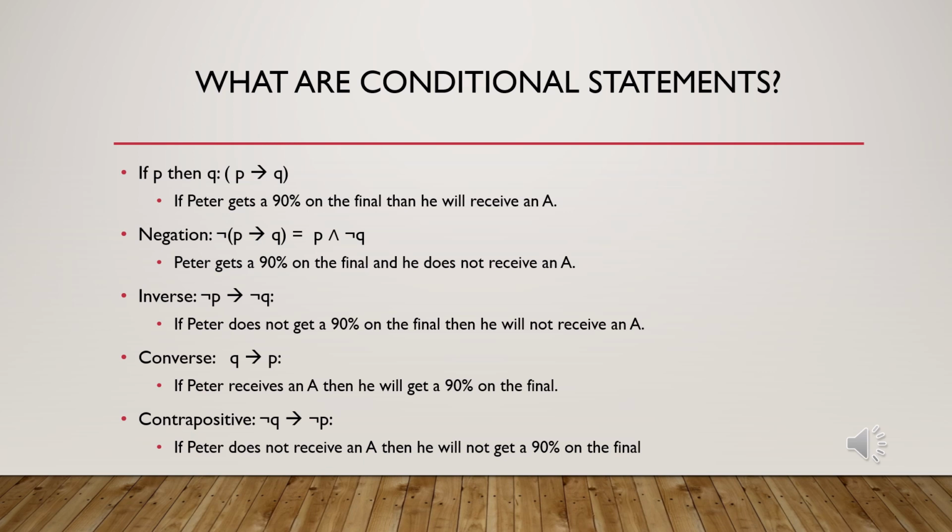The inverse of a conditional statement is putting a negation sign in front of P and Q. The example for this is if Peter does not get a 90% on the final, then he will not receive an A. The converse is swapping the propositions Q and P. An example of this is if Peter receives an A, then he will get a 90% on the final. The contrapositive is: if not Q, then not P. The example for this is if Peter does not receive an A, then he will not get a 90% on the final.